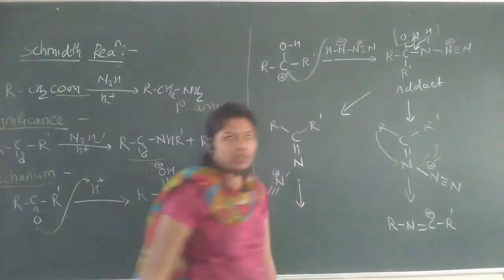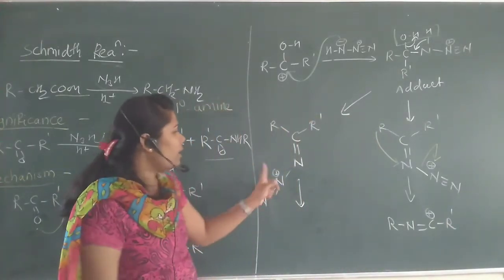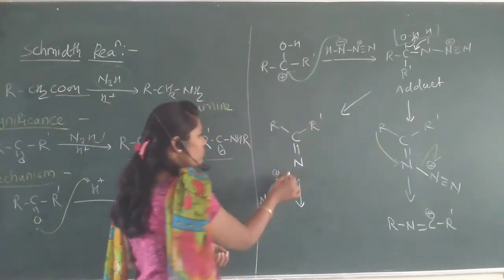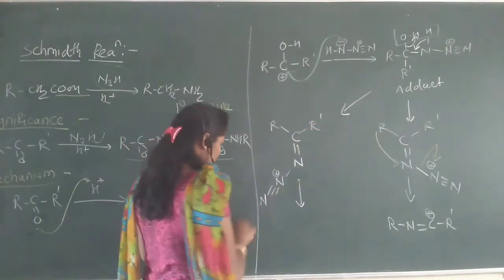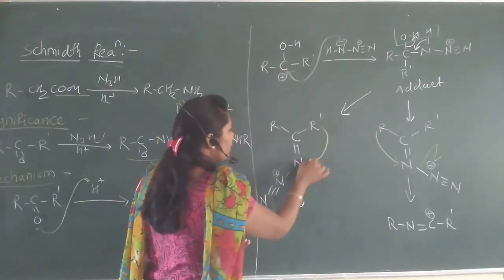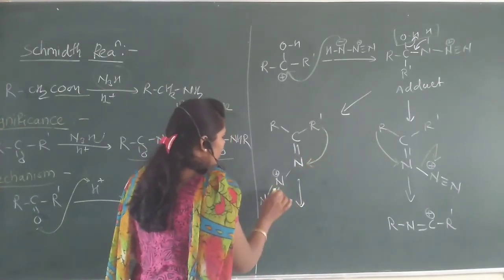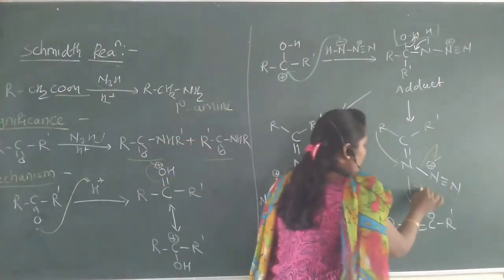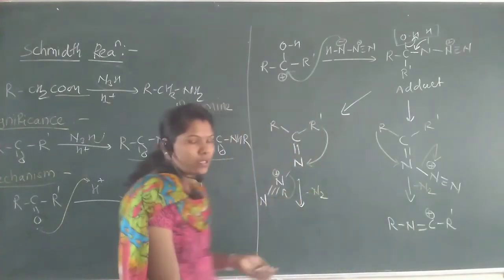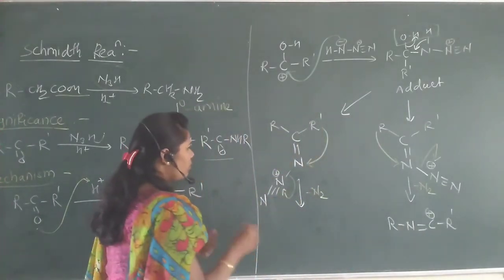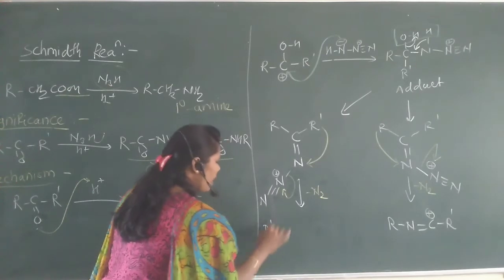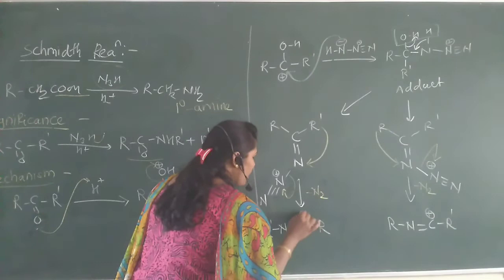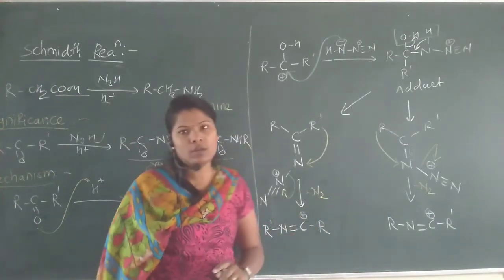This carbon becomes a positive charge. In this case, this R dash is trans to this N group, and that's why this is rearranged to here, and here this group loses N2. Here also minus N2 is expressed. Then there is a formation of R dash N double bond C R, and this carbon becomes positively charged.